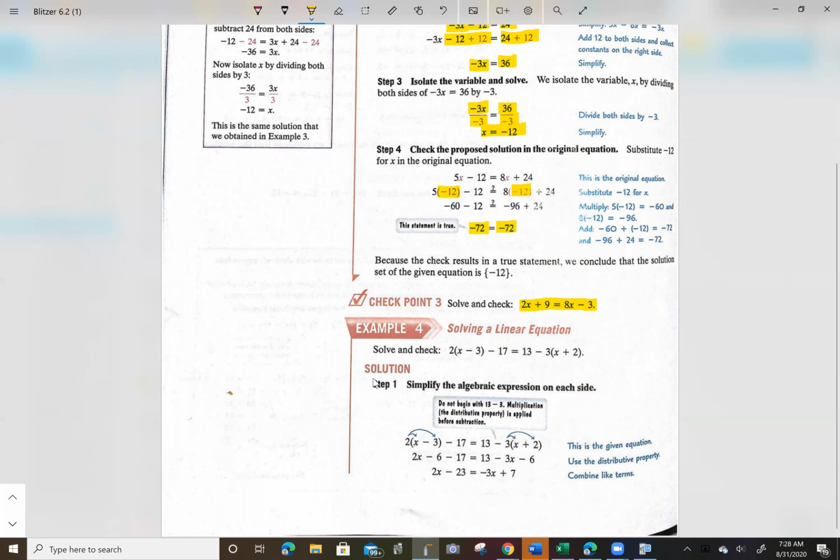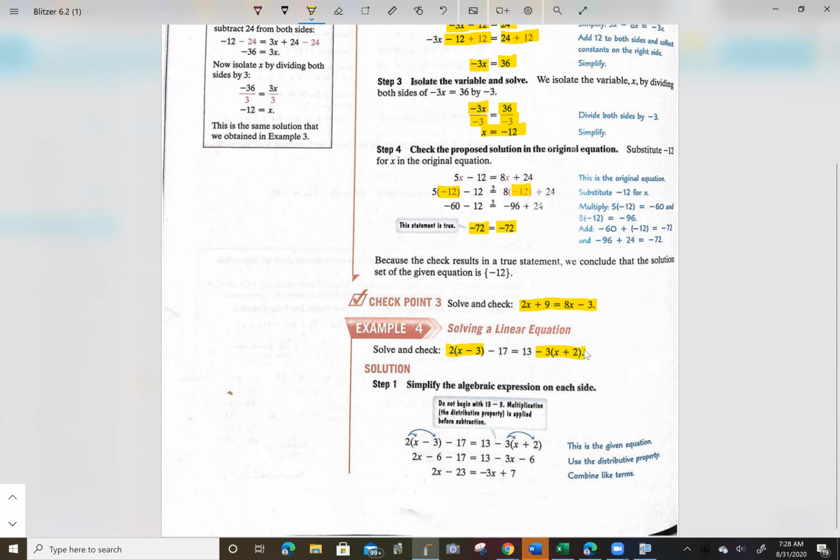Example 4, solving a linear equation. What's different about this one? Oh, now we have to distribute, and we have variables on both sides. So the first thing this equation is going to do is distribute the 2 here, and also at the same time on the other side distribute this negative 3.